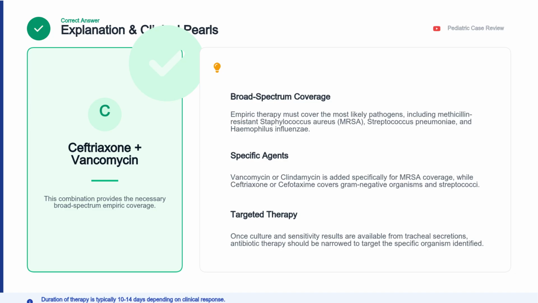This combination provides comprehensive broad-spectrum empiric coverage for the most likely bacterial pathogens in bacterial tracheitis. Vancomycin covers methicillin-resistant Staphylococcus aureus, which is the most common causative organism. Ceftriaxone, a third-generation cephalosporin, provides excellent coverage against Streptococcus pneumoniae, Haemophilus influenzae, Moraxella catarrhalis, and other gram-negative organisms. Alternative regimens include clindamycin plus a third-generation cephalosporin. Once culture and sensitivity results become available, antibiotic therapy should be narrowed to target the specific organism identified, optimizing treatment and minimizing unnecessary broad-spectrum coverage.